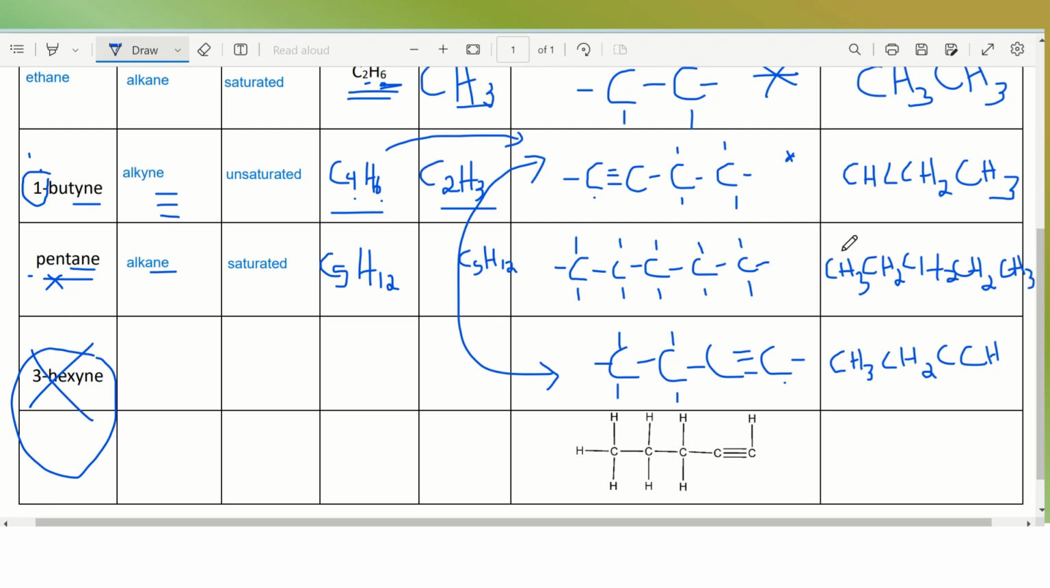I should have 5 carbons. 1, 2, 3, 4, 5. I should have 12 hydrogens. 3 plus 2 is 5, plus 2 is 7, plus 2 is 9, plus 3 is 12. Perfect. There we go. All right, these last 2, 3-hexyne, and whatever this is, I'm going to leave you to try on your own because what I've done so far should have helped you.